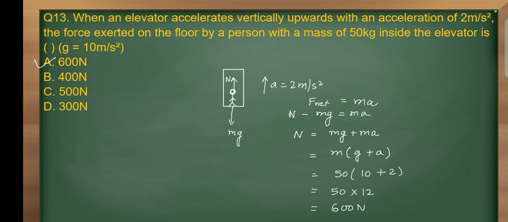We know that F net is equal to mass times acceleration. This will become N minus mg is equal to ma, and N will be equal to m times g plus a. We will put the value of mass, that is 50 kg, acceleration due to gravity g is 10, and acceleration of elevator is 2. So when we solve this, it will become 600 Newton. So option A is correct.